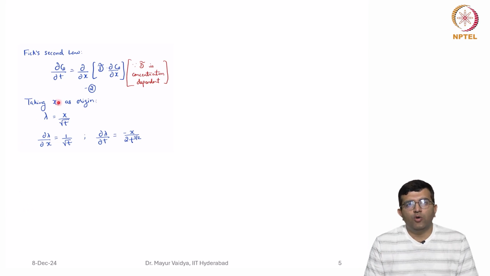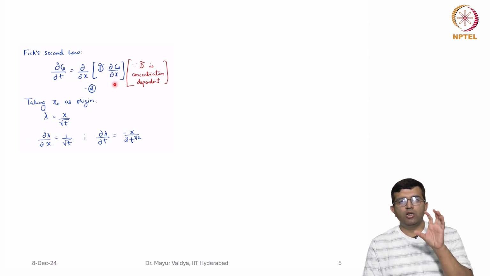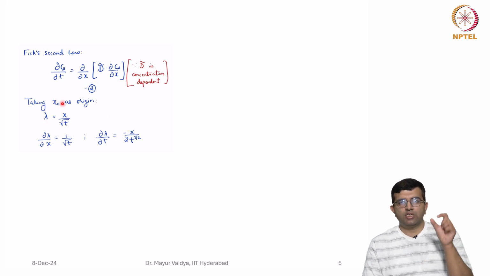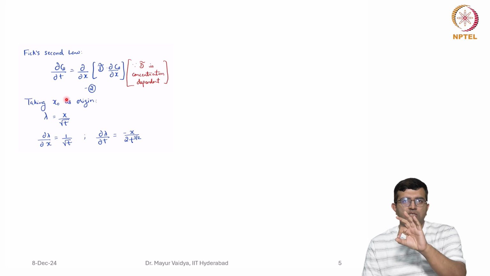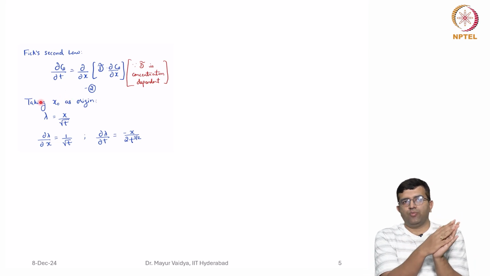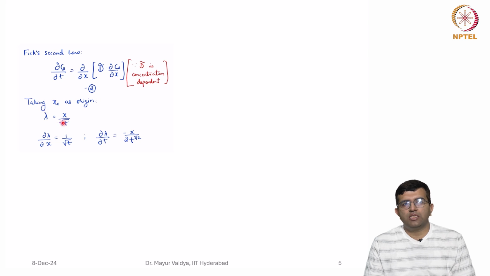So we know that ∂Cb/∂t is equal to ∂/∂x of D tilde ∂Cb/∂x. We are still assuming a diffusion in one dimension, which is the x. Let us call it equation 2. Now taking x naught as origin, so x naught we take as 0. Any x that we measure is with respect to x naught. So therefore lambda is equal to x by root t.